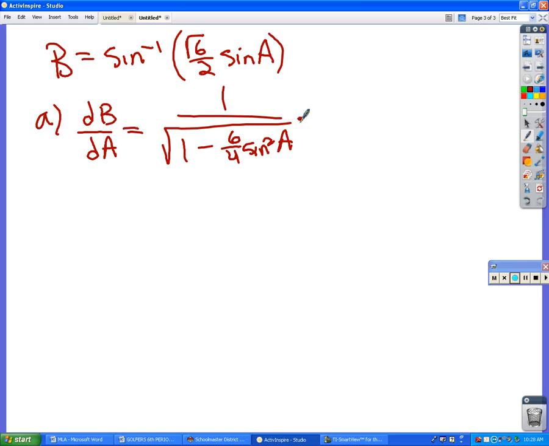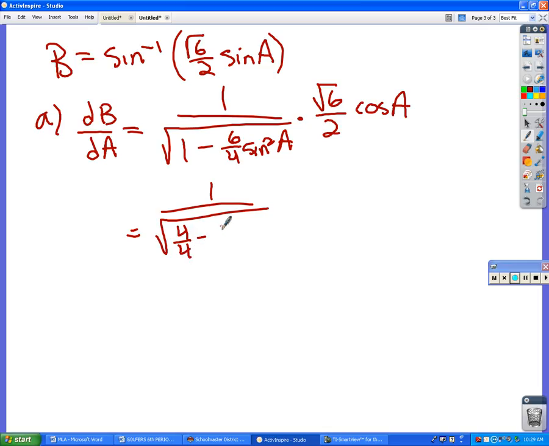Anyway, times the derivative of this thing right here. What's the derivative of sine? Just cosine. So that's going to be times root 6 over 2 cosine of A. Okay? All right, so let's get our root 3 over root 2 back. So I'm going to get a common denominator here. So I'm going to make this 1 over the square root of 4 over 4 minus 6 sine squared A over 4, right? I can do that? Okay. You okay with that, Austin?